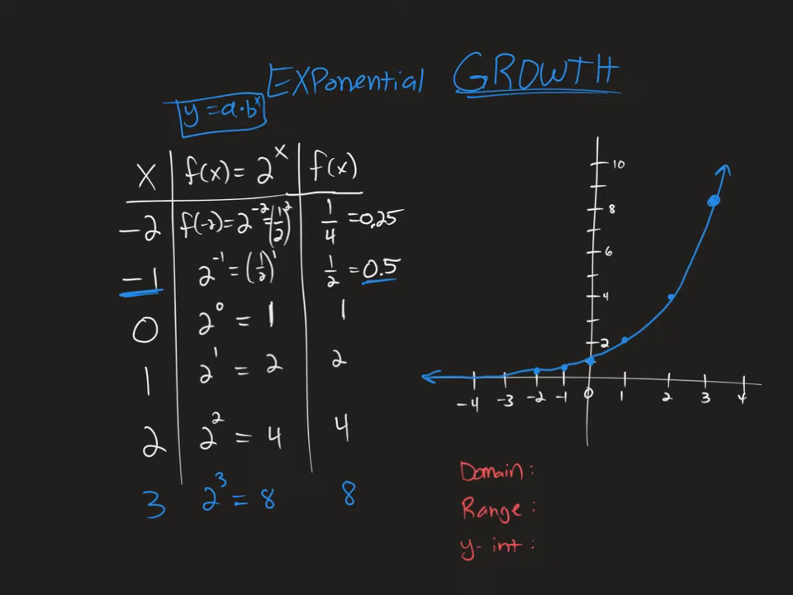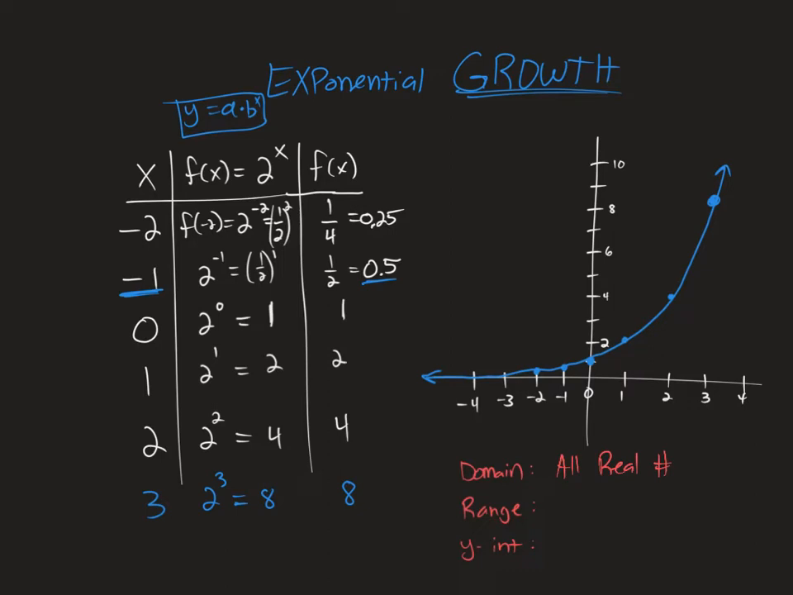Well, we want to talk about the domain. If I'm thinking about all of the possible x values, it keeps going this way forever, it keeps going up forever. The domain is really all real numbers. So the domain is all real numbers because x can be anything, but the range is really limited.